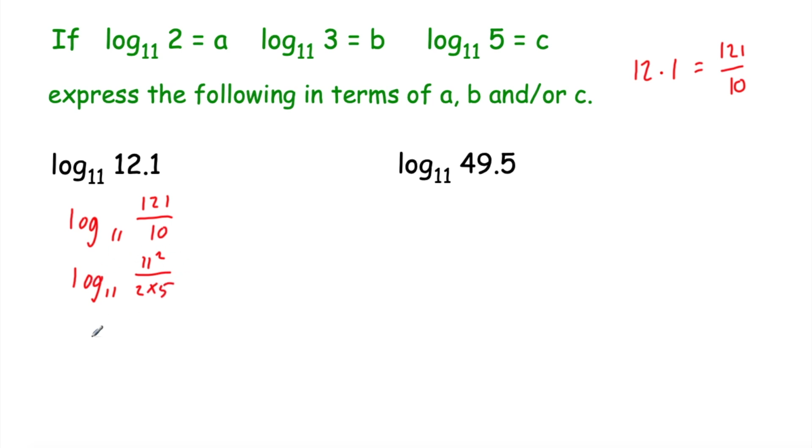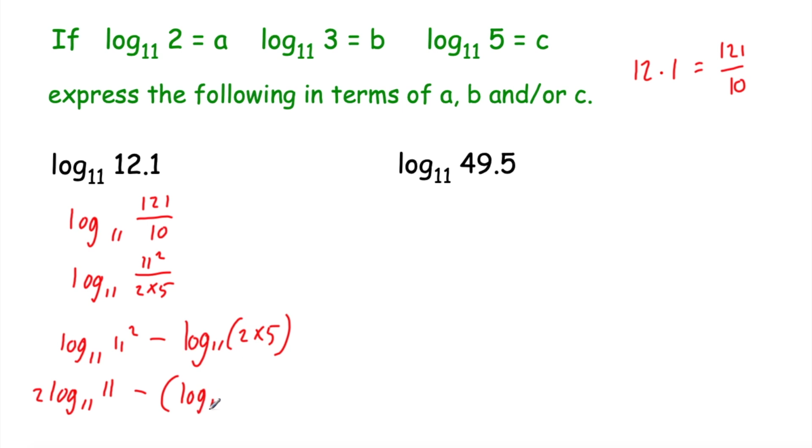And let's split this up. So we'd have the log to base 11 of 11 squared, subtract the log of 2 times 5, close brackets. Okay, so we've now got the log to base 11 of 11 squared, subtract log to base 11 of 2 times 5. Okay, so let's bring the power down, so that'll be 2 times log to base 11 of 11. Okay, and now we're going to split this up. Now, because we're subtracting here, I'm going to split it up in our bracket here.